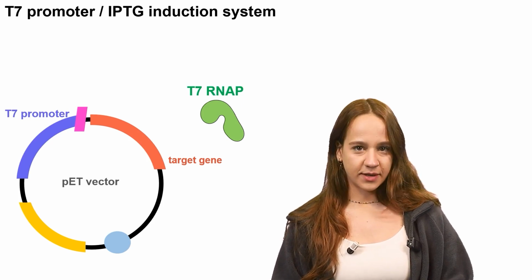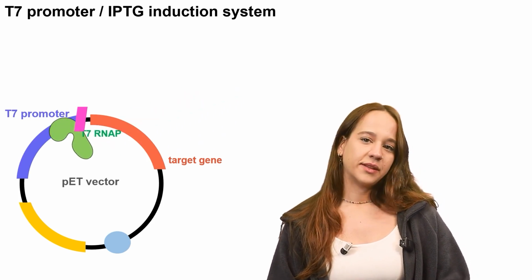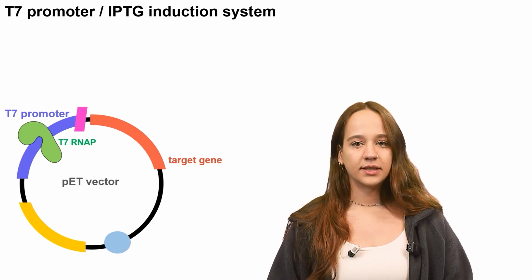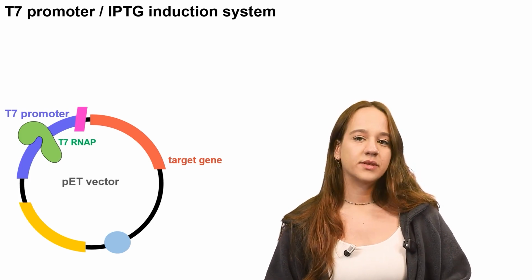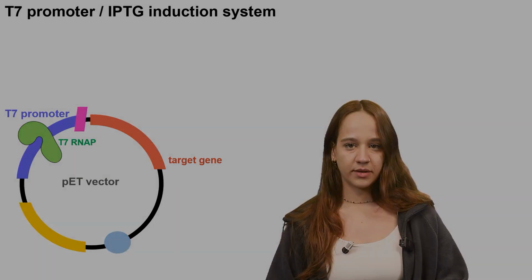This polymerase is a bacteriophage polymerase. It is not present in bacteria. But the bacteria we use for recombinant protein expression have been genetically engineered so that they possess the gene for the T7 RNA polymerase in the genome.